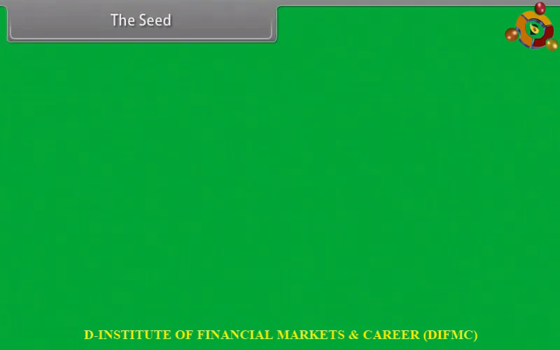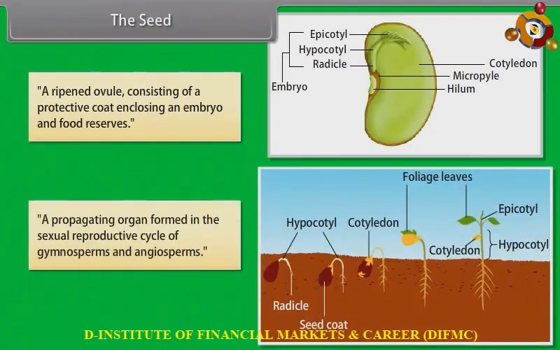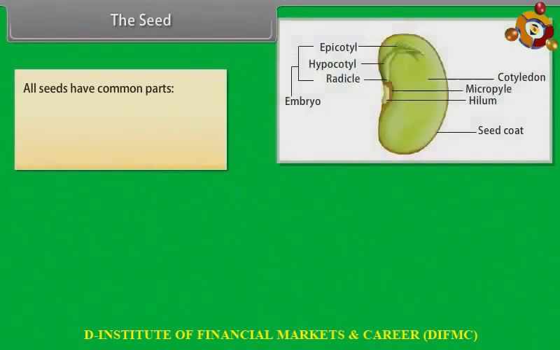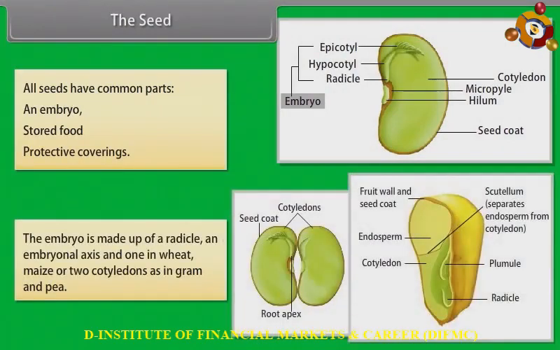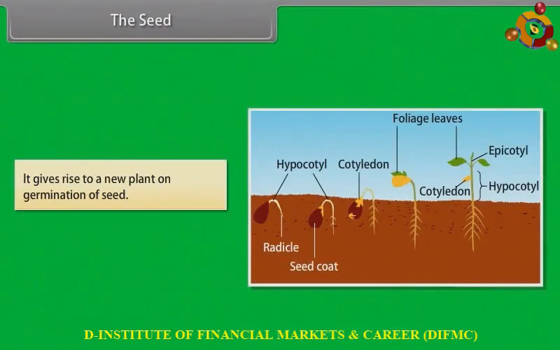The seed. A ripened ovule consisting of a protective coat enclosing an embryo and food reserves. A propagating organ formed in the sexual reproductive cycle of gymnosperms and angiosperms. All seeds have common parts: an embryo, stored food, and protective coverings. The embryo is made up of a radicle, an embryonal axis, and one cotyledon in wheat and maize, or two cotyledons as in gram and pea. It gives rise to a new plant on germination of the seed.